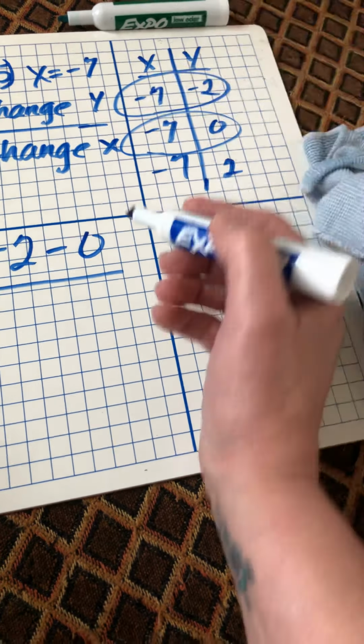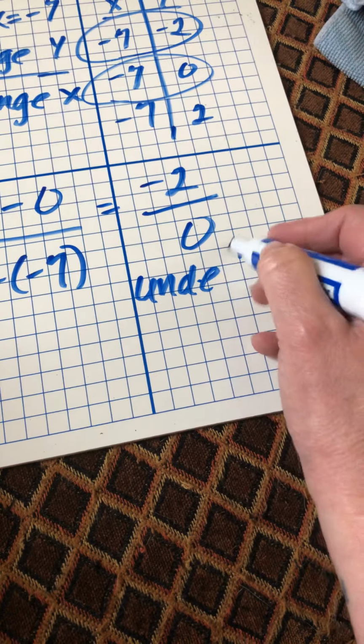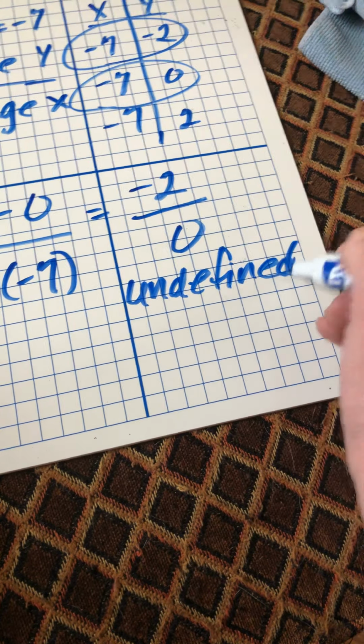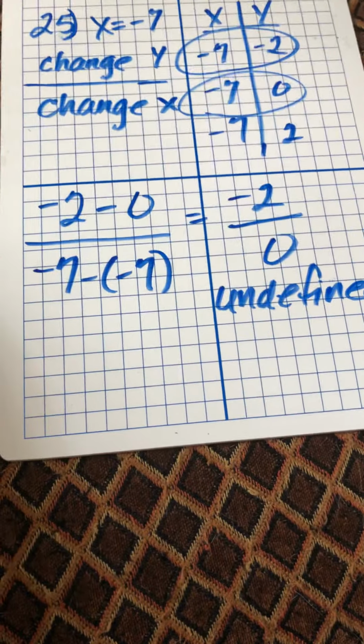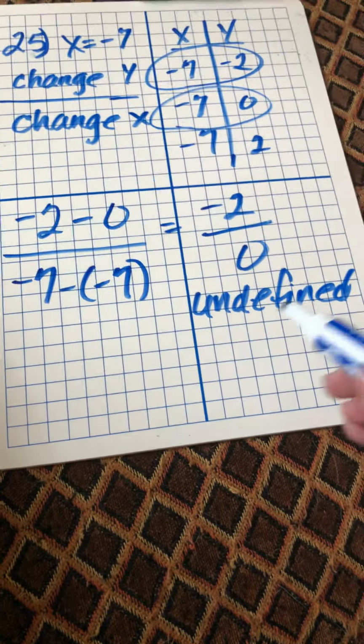-2 minus 0 is -2. -7 minus -7 is 0. Division by 0 is undefined. So what that means is that the slope for x equals -7, m is undefined.